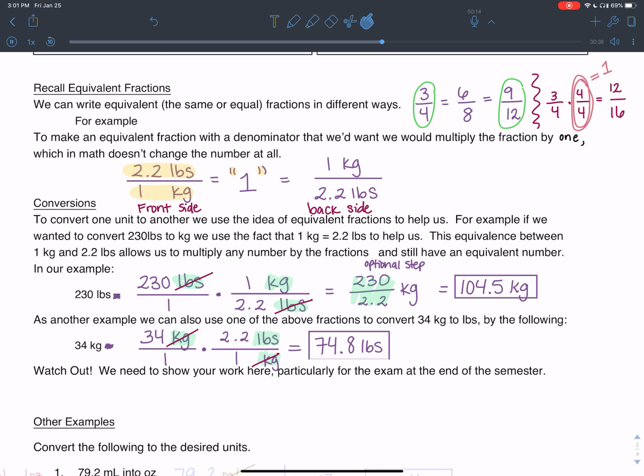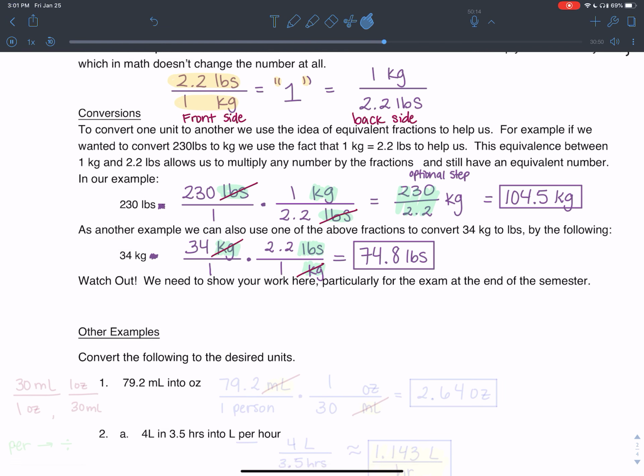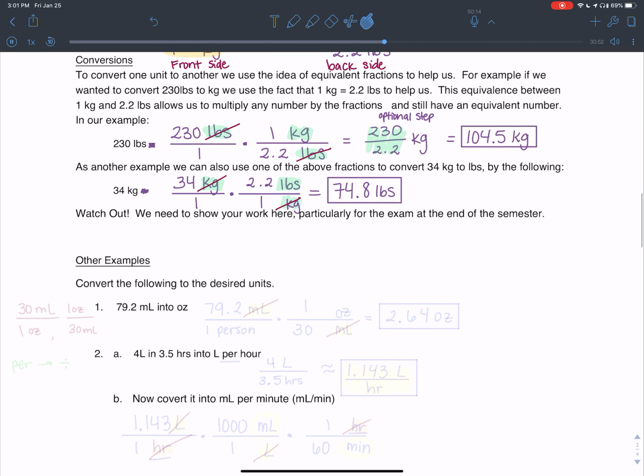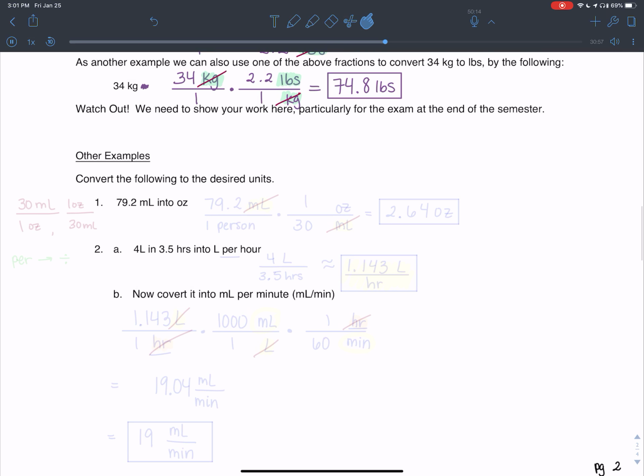There we go. So as the answer, always write those units and round appropriately. But my problem actually gave me 74.8, which was the appropriate rounding already. So watch out, show your work, right? Particularly for the exam at the end of the semester, kind of thing. That's what the instructors told me.